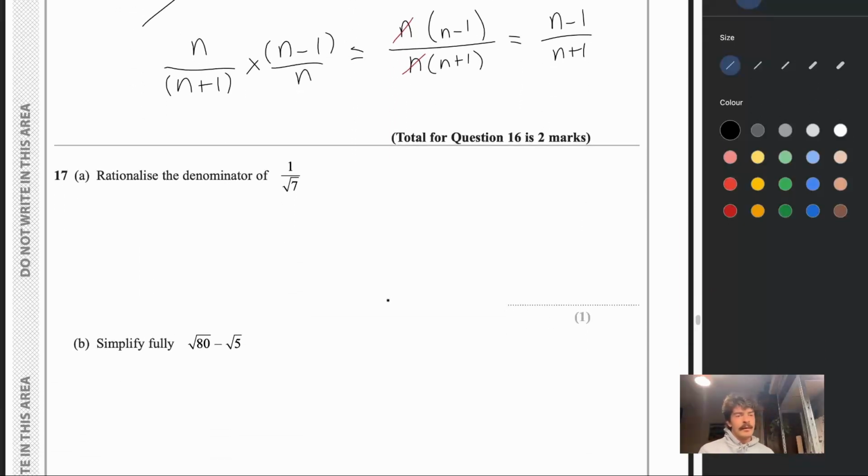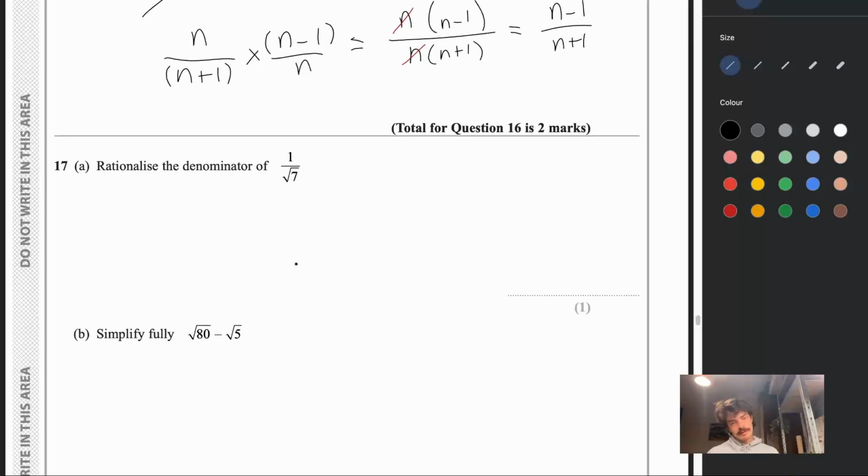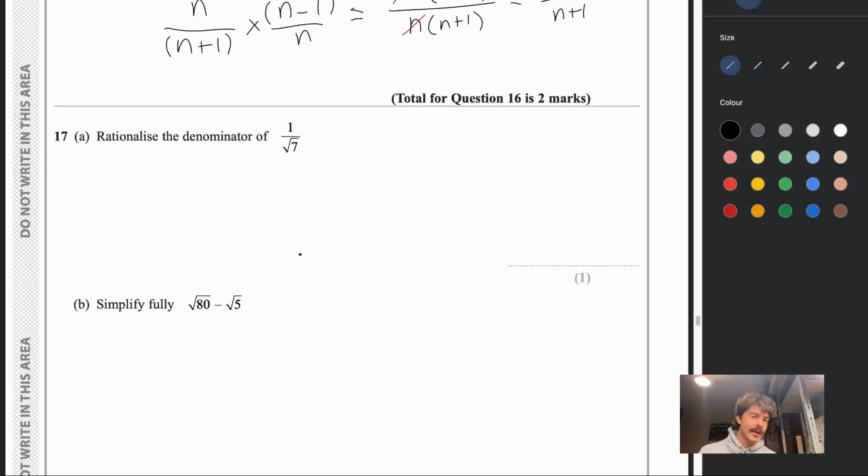Question 17. Two thirds questions here. These look like they should hopefully be okay. So rationalise the denominator of 1 over root 7. Rationalising the denominator, well, rationalising means that you have some irrational value. In our case, root 7.